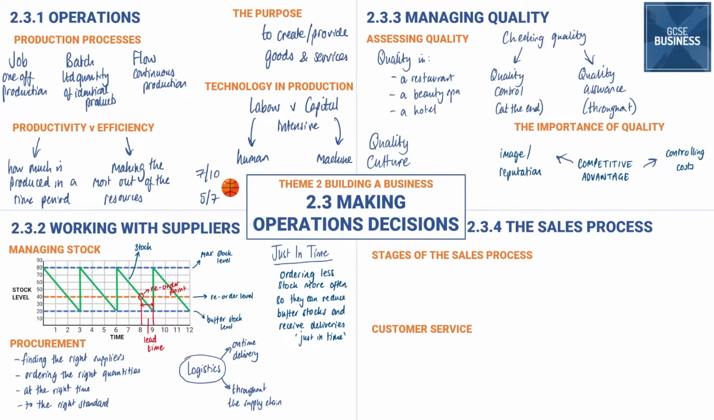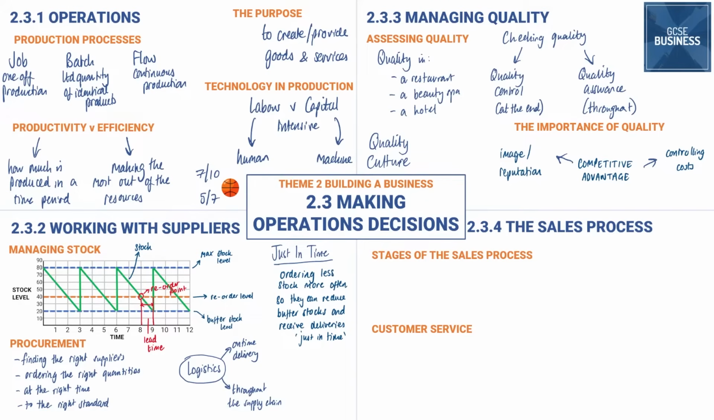The last step in 2.3 is the sales process. This is one that a lot of students struggle with. Knowing the stages of the sales process, knowing what's involved in the stage process. It's not a natural process, really. It's not like step 1, step 2, step 3, but these are really important parts of selling a product that you need to be aware of.